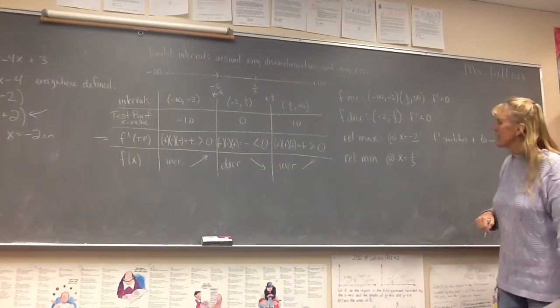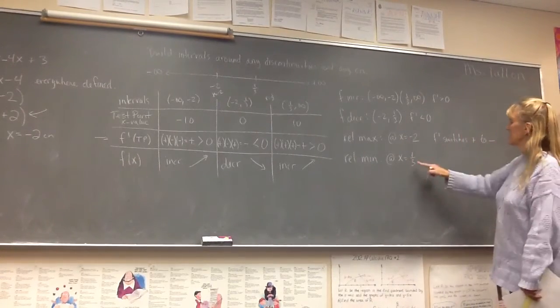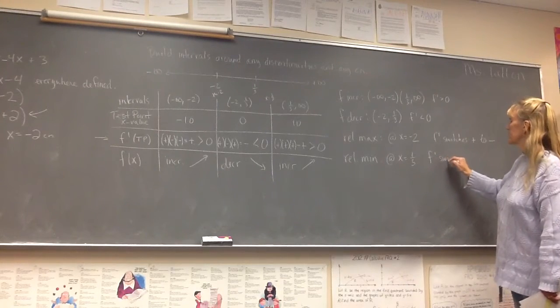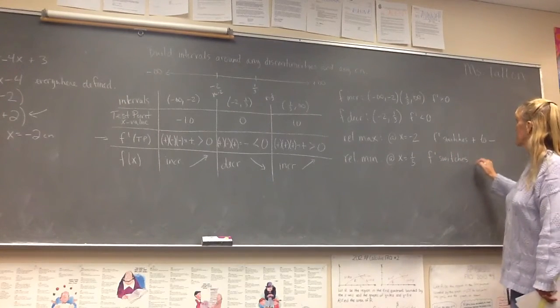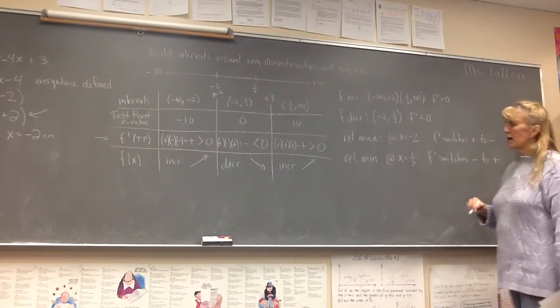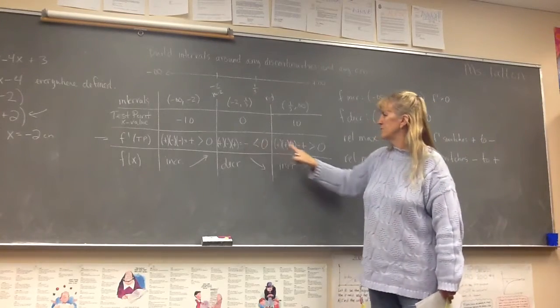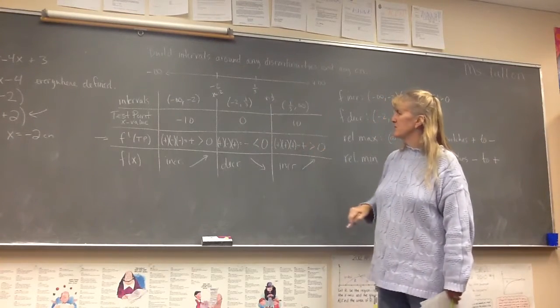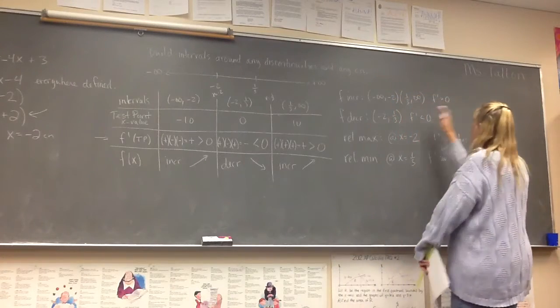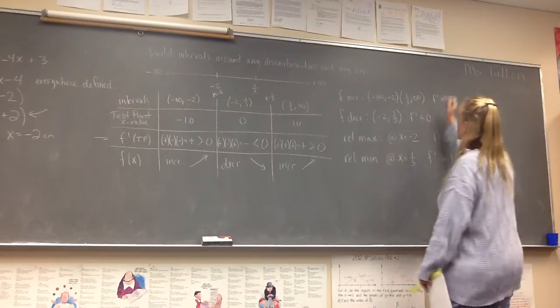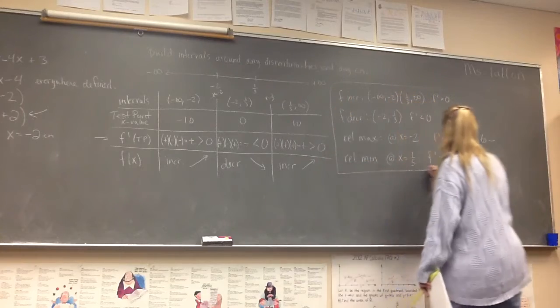And why do I have that? Use your first derivative test. This is because f prime is switching from negative to positive. Negative to positive. This is my first derivative test. And all of these could be answers for something. Let's just say they're all answers for what I want you to do.